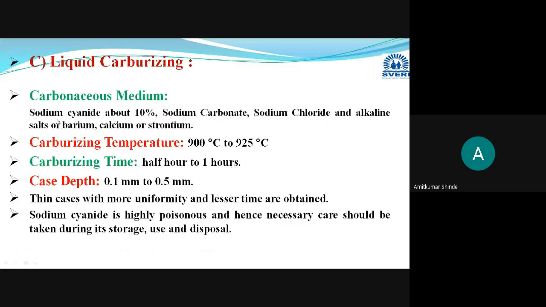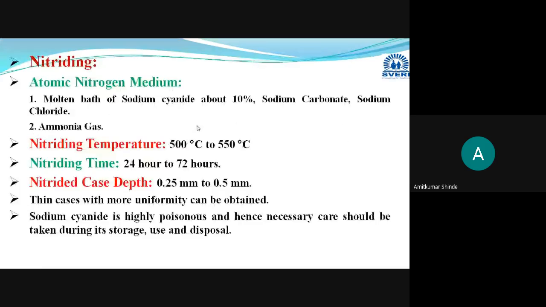The same mixture is there: 10% sodium cyanide, sodium carbonate and sodium chloride. In addition to this, in liquid carburizing we use some alkaline salts of elements like barium, calcium and strontium. These salts are not used in the nitriding process. Only the salt bath mixture containing 10% sodium cyanide and the remaining amount of sodium carbonate and sodium chloride is used. Whenever you use this liquid medium, that nitriding process is considered liquid nitriding.